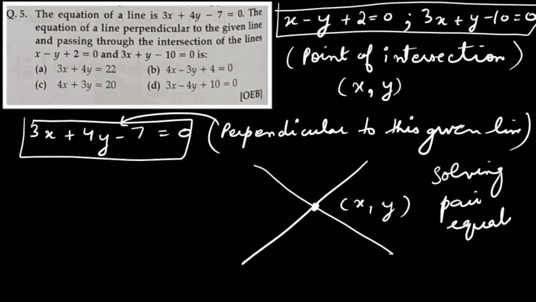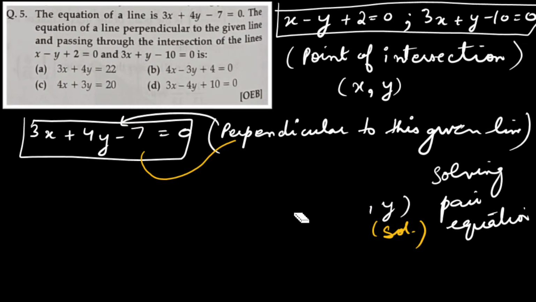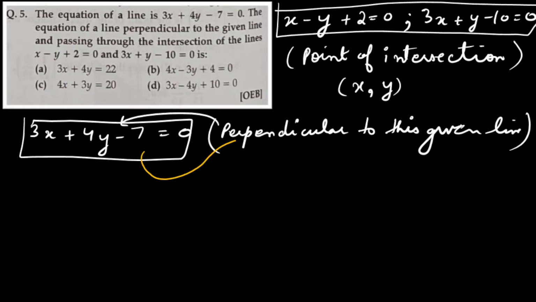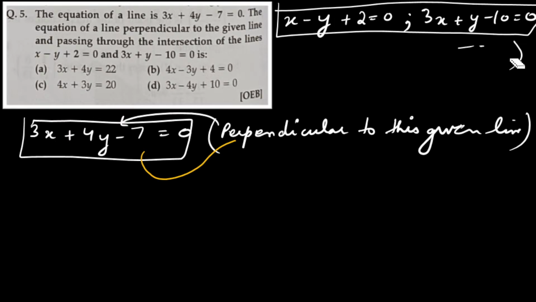You can use any method. Methods we have learnt in ninth grade, like elimination and substitution. These methods you can use to find the point of intersection. Point of intersection is nothing but the solution of the given pair of linear equations. I hope this is clear. We have to find the equation which is perpendicular to this line and passing through their point of intersection. So let's first find the point of intersection of the given lines. Point of intersection means we have to find their solution. So how to find their solution?